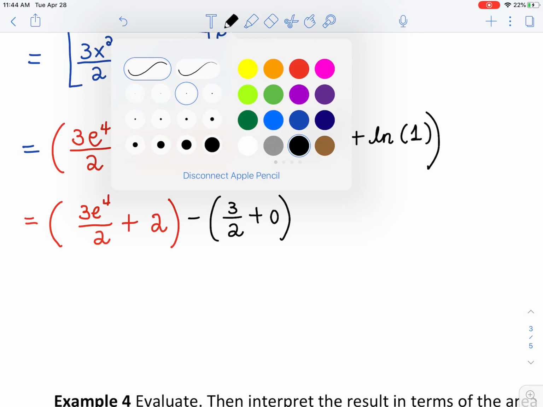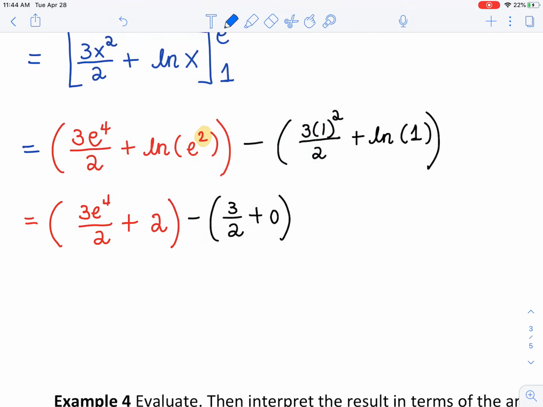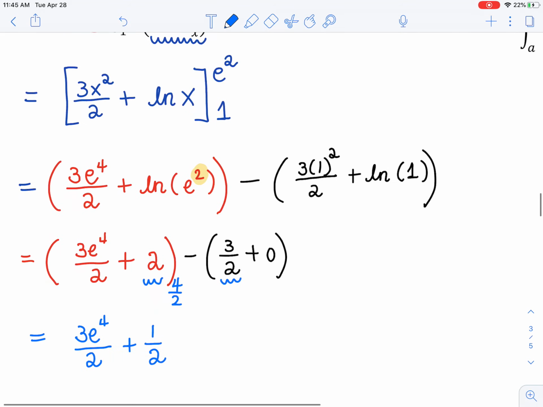So if I simplify this, can I simplify this? Why not? Without a calculator, let's combine some terms that I can combine. Like 2 minus 3/2, I can combine them. But then the first one, I think I'll just leave it as 3e to the 4th over 2, because that has an e expression, and I don't want to get a decimal. And 2 is 4 over 2. So if I subtract those two, I will get a positive 1/2.